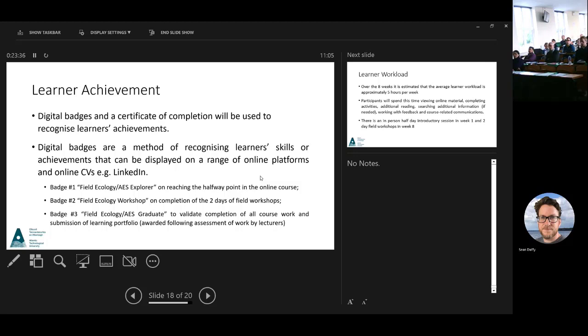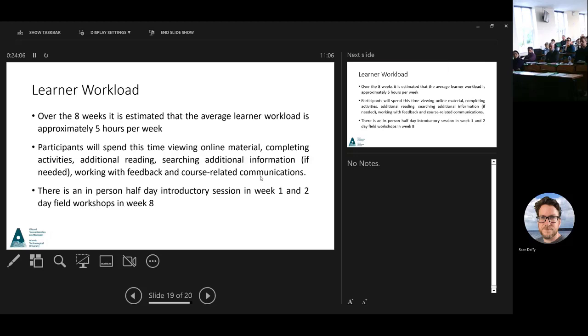We'll award badges at key milestones within the program. When you've gone through the halfway point of the online material, you get the first badge. The second badge will be achieved on completion of the field workshop. And the final badge validates your completion of the entire course and the submission of your online portfolio, and we'll award that as we assess the portfolio. As you meet a minimum standard, you're awarded that badge together with your certificate of completion.